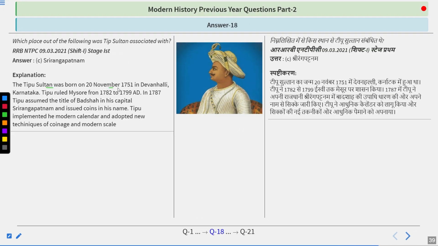Tipu Sultan was born on 20th November 1751 in Devanahalli, Karnataka. Tipu ruled Mysore from 1782 to 1799. In 1787, Tipu assumed the title of Badshah in his capital, Srirangapatnam, and issued coins in his name. Tipu implemented a new calendar and adopted new techniques of coinage and new scales. So do remember, the answer is Srirangapatnam. He died in 1799 in the Fourth Anglo-Mysore War.